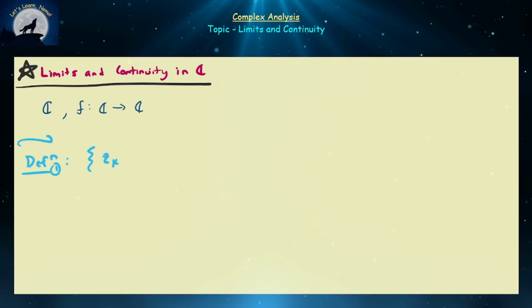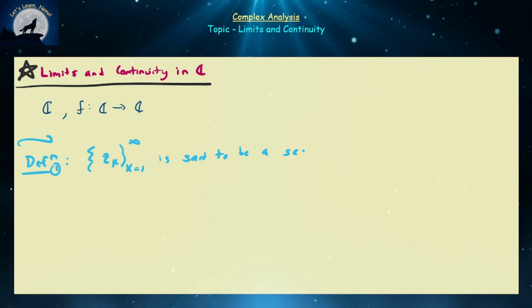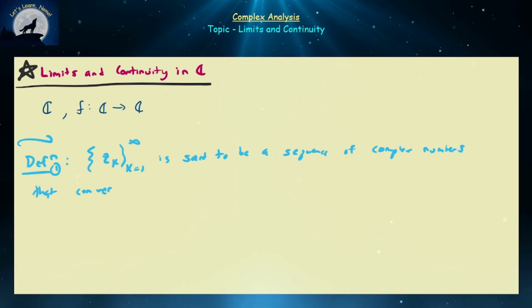So obviously we're going to start with a sequence, z_k, where k ranges from 1 to infinity, and it's said to be a sequence of complex numbers that converges. Now keep in mind, if you don't know what the definition of a sequence is, it's just a function that maps the natural numbers to some output. In this case, that's going to be equal to C. So we have k equal to 1, 2, 3, 4, 5, 6, up to infinity, so that's the natural numbers to the complex plane C.